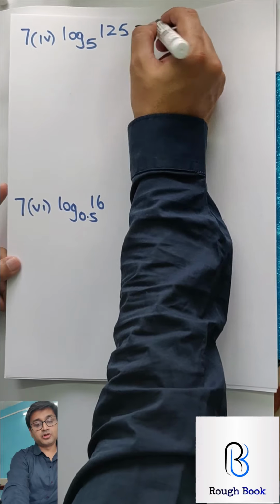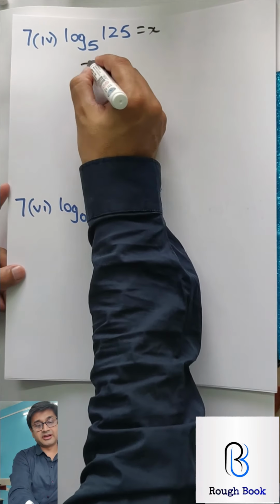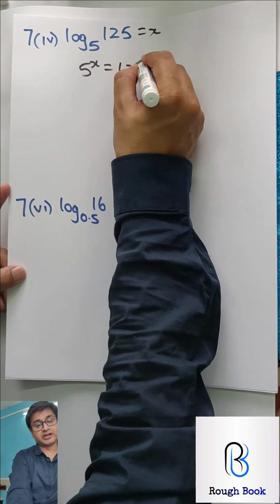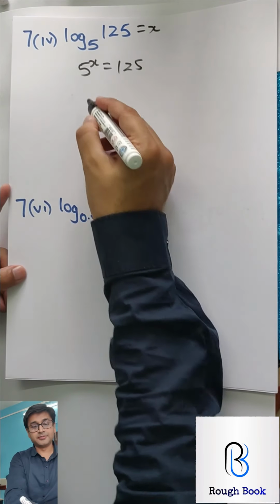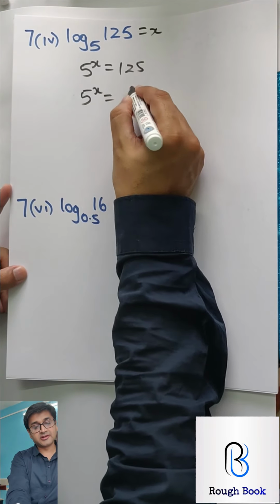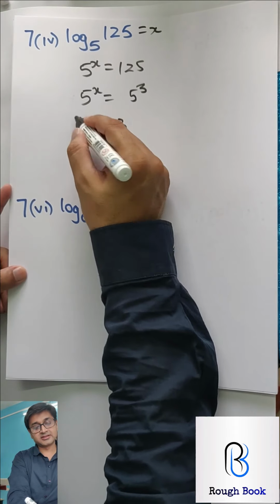Write it as equal to x and come on, hit it. So I will get 5 raised to x as 125. Two more steps and you're sorted. So 5 raised to x is 5 cube, so x is equal to 3.